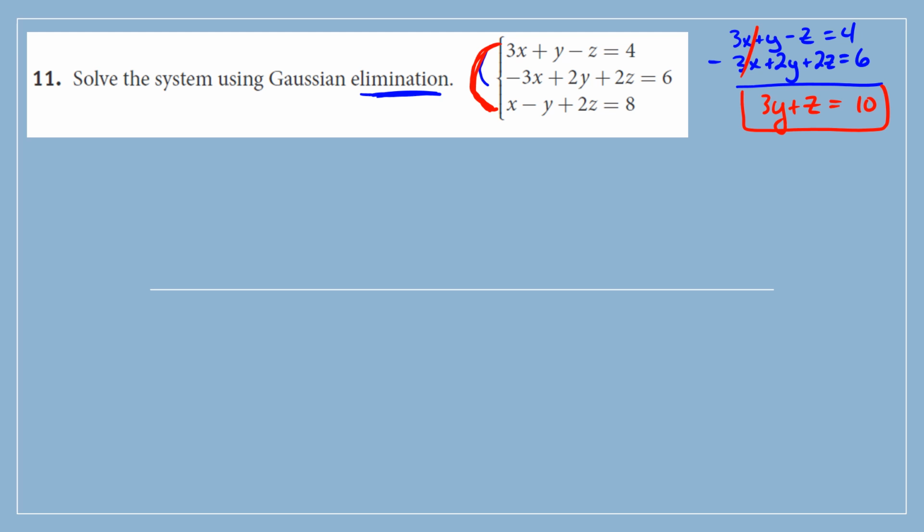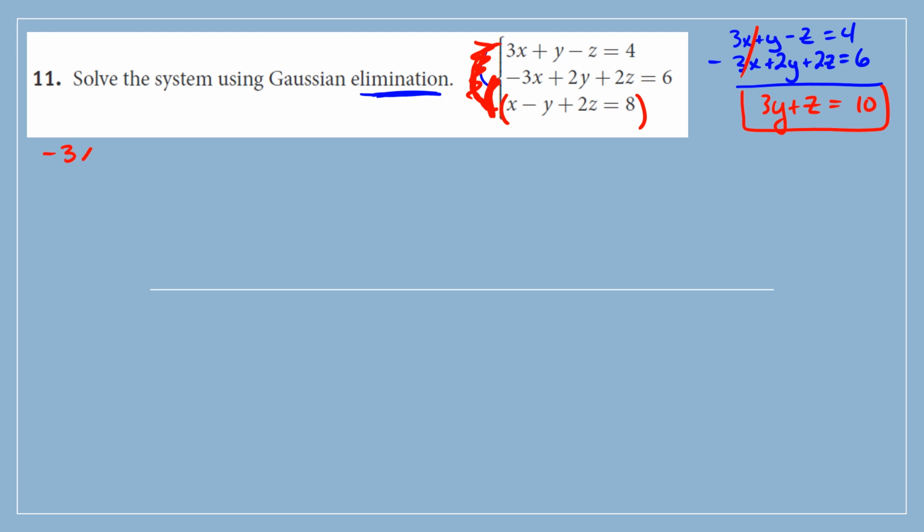Nope, I'm changing my mind. I'm going to use these two here, second and third, instead. Because then, can you see how I can just multiply this third one by 3? And the x's would automatically cancel out. I won't have to mess with signs like I would if I used first and third. So I'm going to use second and third.